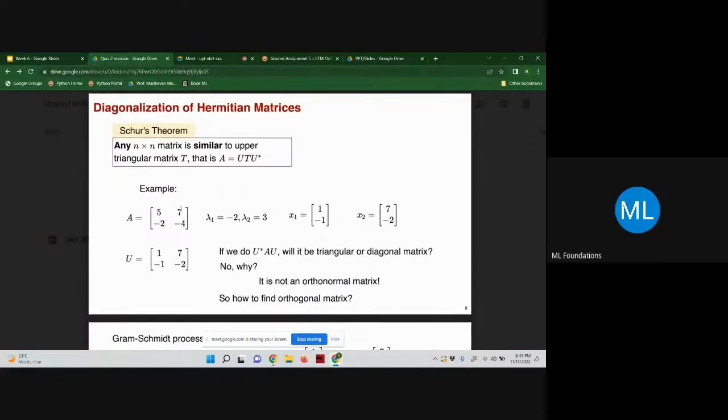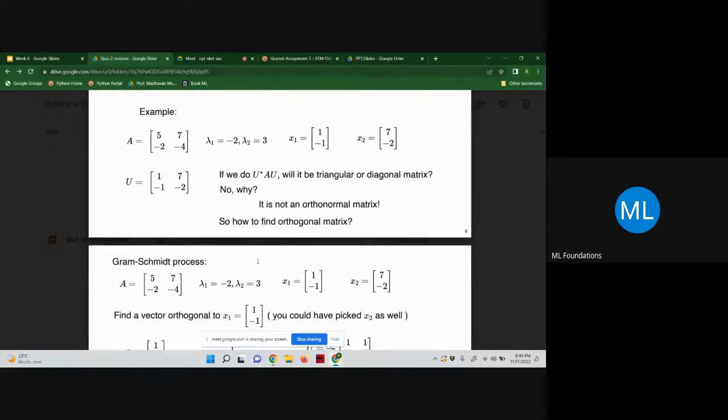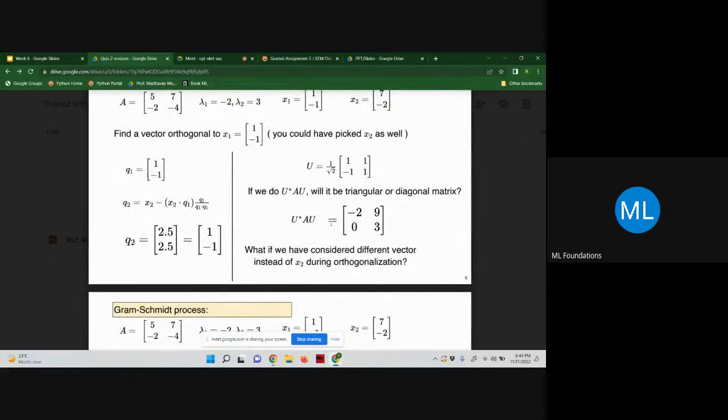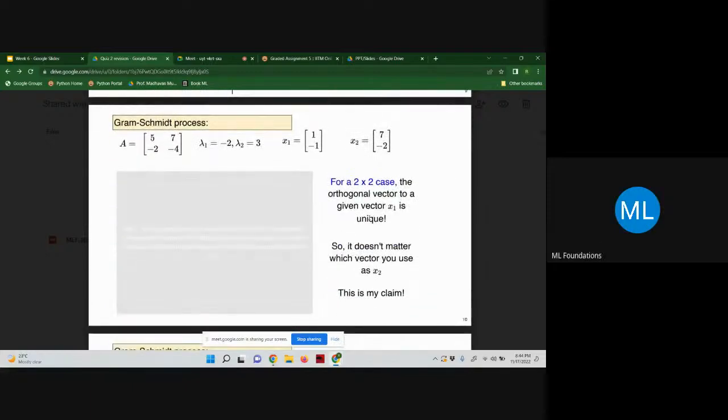You could see an example here. A equals 5, -7, -2, -4. Here A star is not equal to A, or A is not equal to A transpose. So U star AU is not going to give you the diagonal matrix, it is going to give you the upper triangular matrix. Here you could see what they have done with U star AU. They got -2, -9, 0, -3. T is upper triangular.